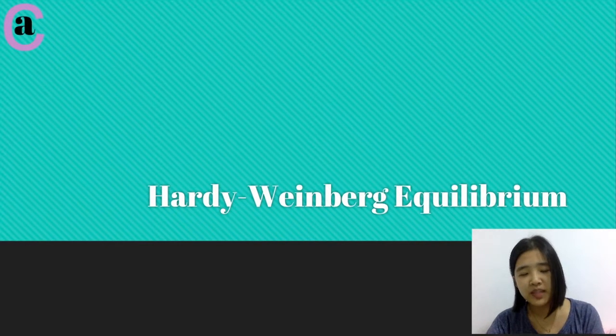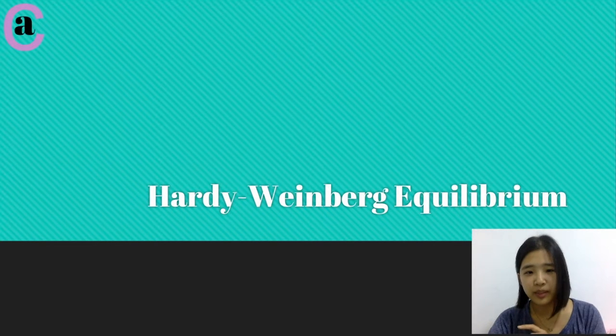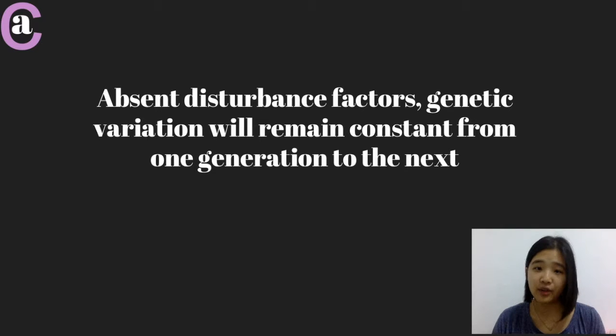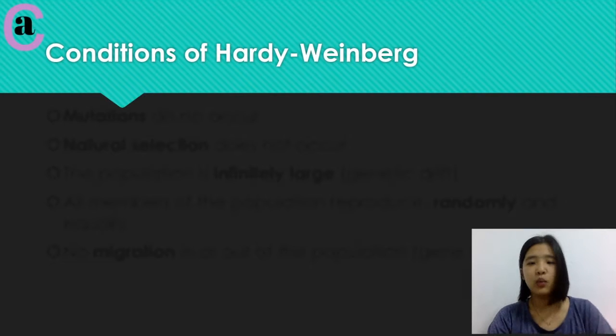Now to talk specifically about the Hardy-Weinberg equilibrium principle. This is it: absent disturbance factors, genetic variation will remain constant from one generation to the next. Basically, if certain things don't happen in a population, there will be no evolution, so no change in allele frequencies. So what are these disturbance factors exactly? We also call them conditions of Hardy-Weinberg.